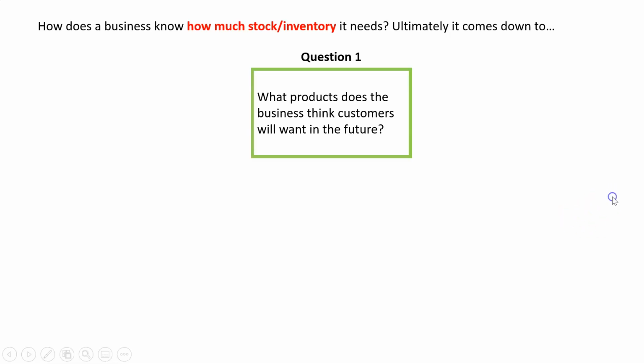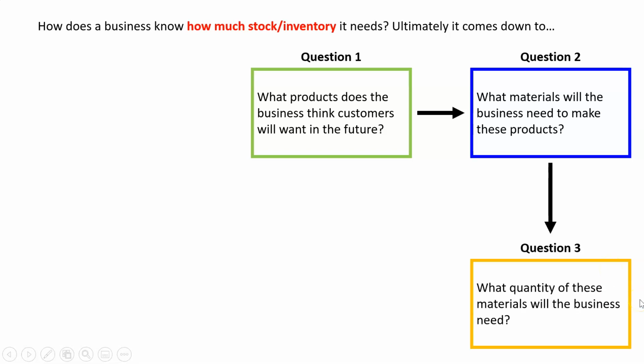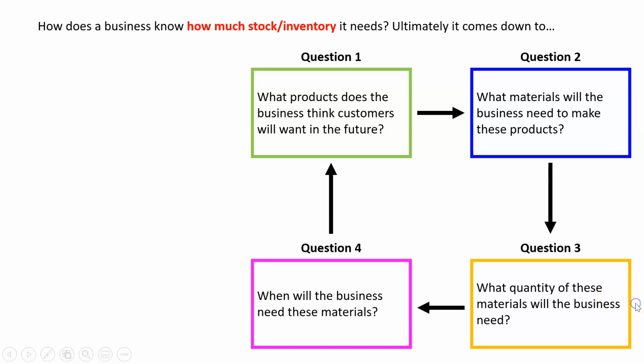Ultimately it comes down to question one. What products does the business think customers will want in the future? Before we buy inventory, we need to know what we need to buy. Second question, what materials do we need to make those products? Then we need to ask how much, or what quantity, of these materials we need. And then a final question: when will we need those materials? And then it just always goes around in a cycle.